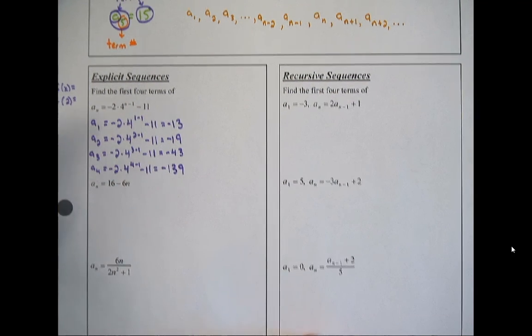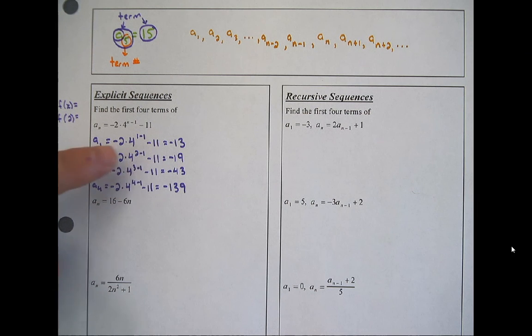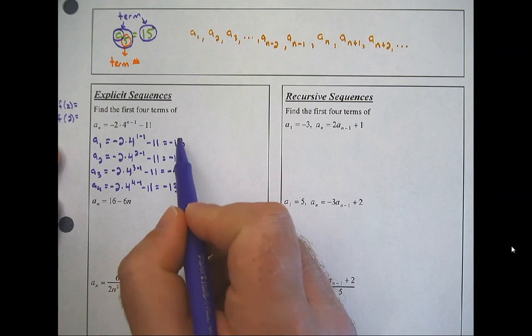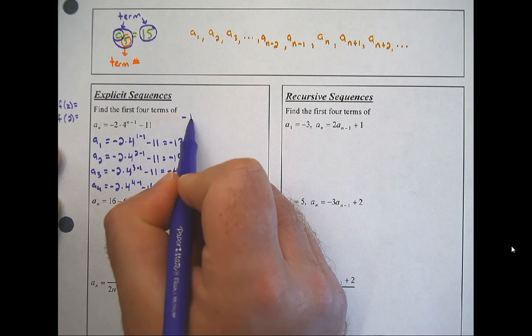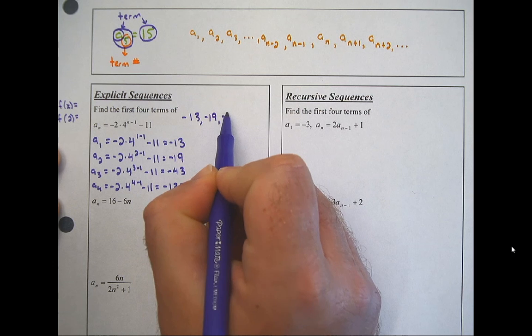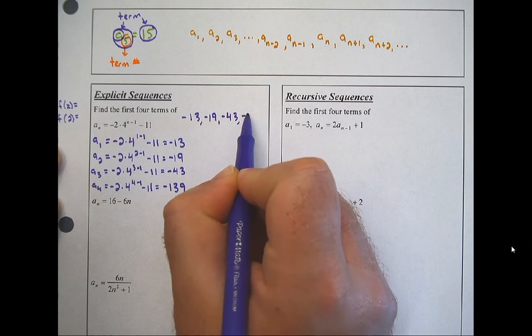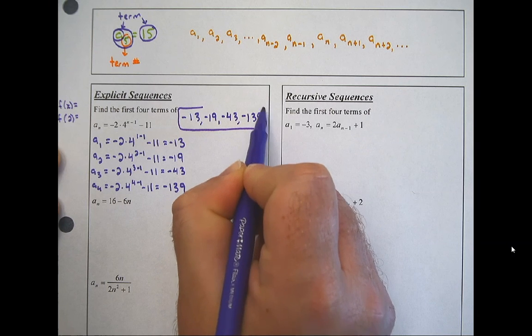Just to be clear on what I mean by term versus term number. What term number is negative 19? Negative 19's term number is 2. Do you see the difference between the two things? Now, you can either leave your answer like this. I don't care if you want to just box it in right here, but technically we should write it as a sequence. Negative 13, negative 19, negative 43, negative 139, and then box it in. It looks a lot nicer this way.